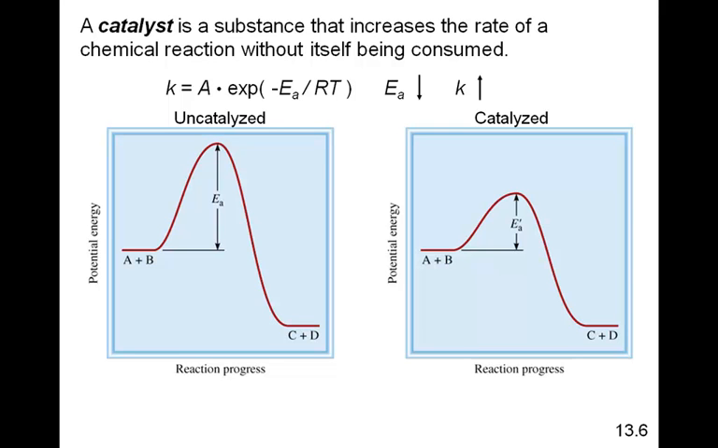Mathematically speaking, of course, as we said, if Ea gets smaller, then k gets bigger, and therefore the reaction is faster.